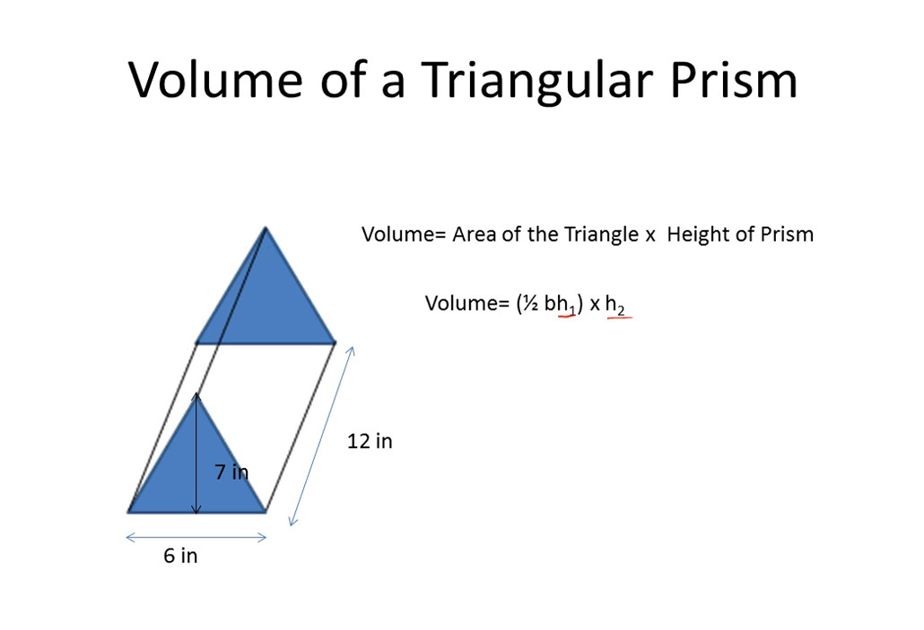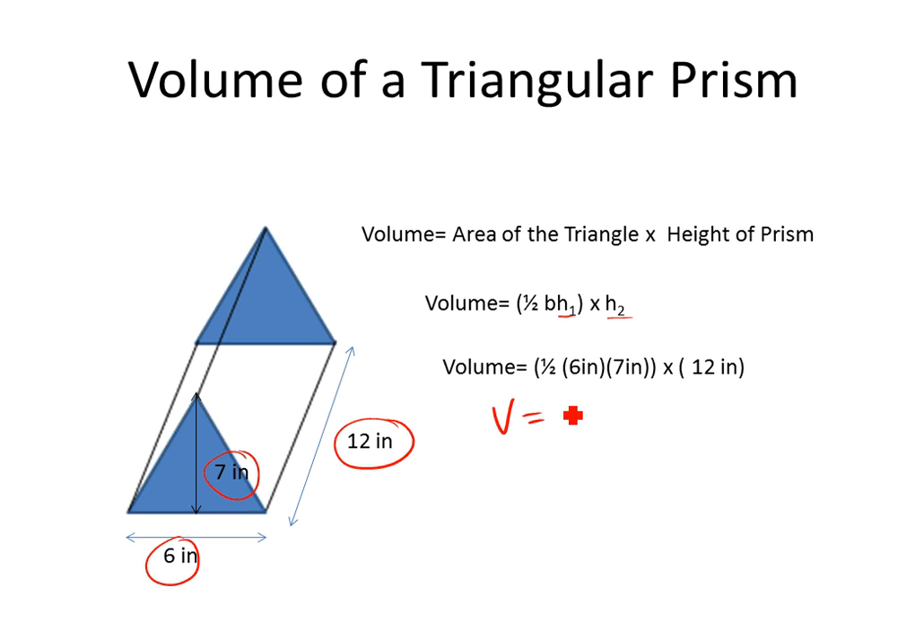So I'm going to substitute in my numbers. So it's 1/2 times the base, which is 6, times the height of the triangle, which is 7, and then times the height of the prism, or the length of the prism, how far back it goes, times 12. So when you do that, you get the volume to be 252 inches cubed.